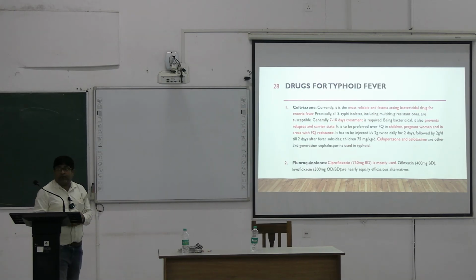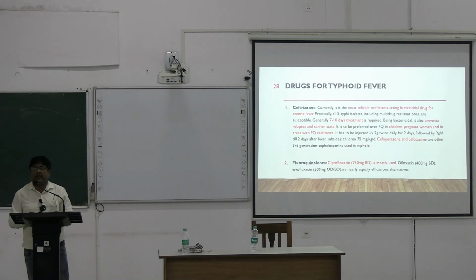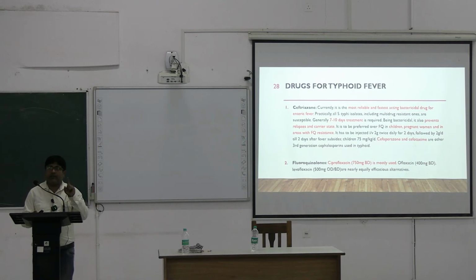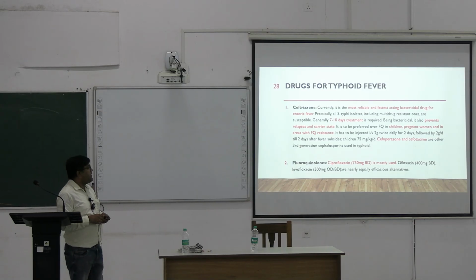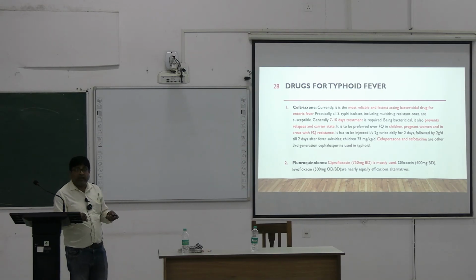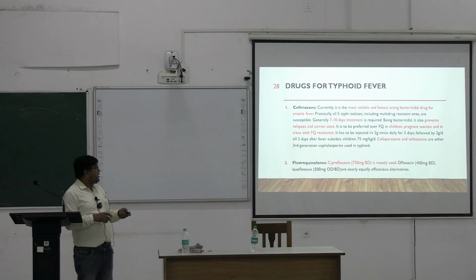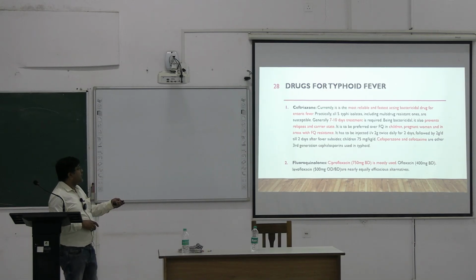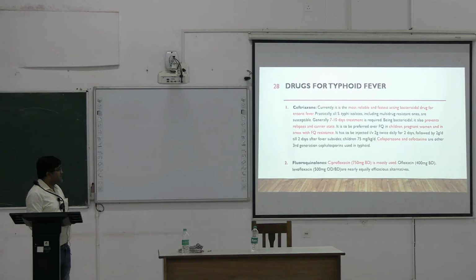Now coming to the typhoid fever. What are the drugs that can be used for typhoid fever? Currently, the drug of choice is ceftriaxone. Ceftriaxone is the most reliable, fastest acting bactericidal drug for the enteric fever. Practically all the H. typhi isolates, even the multi-drug resistant ones, are susceptible to ceftriaxone. Generally, 10 to 14 days treatment is required. Being bactericidal, it also prevents the relapse and the carrier state.